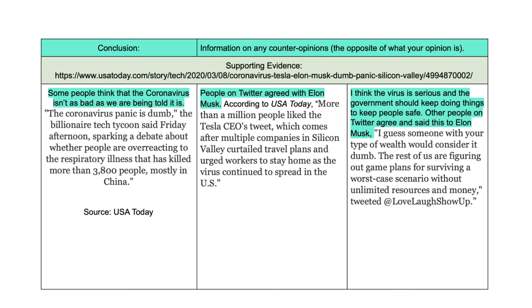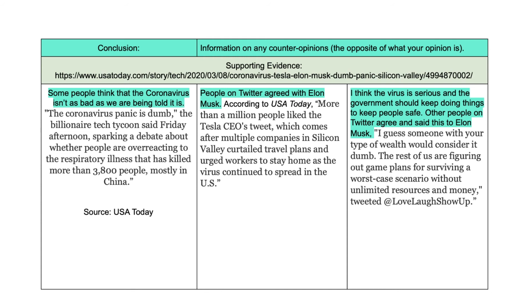The second piece of supporting evidence was that people on Twitter agreed with Elon Musk. So Elon Musk said that this is stupid and he doesn't think that it's serious. Okay, fine, he's allowed to think that. I don't agree, but that's what he thinks. And other people agreed with him. So that means other people also think that this is stupid.